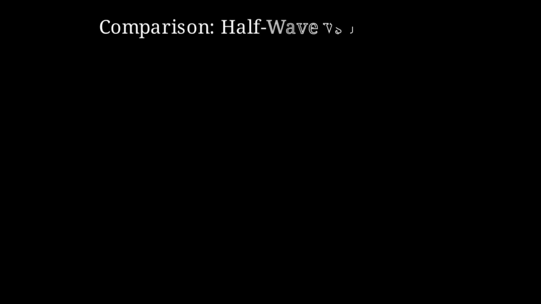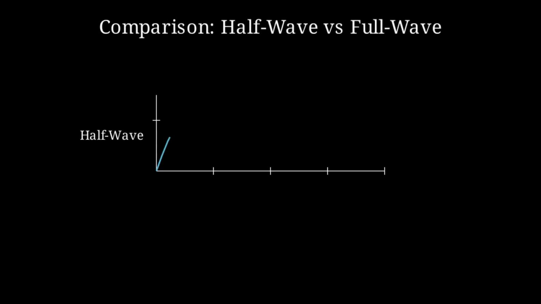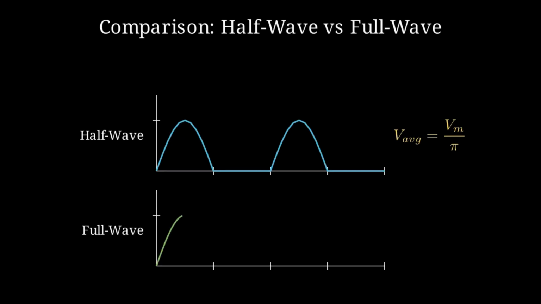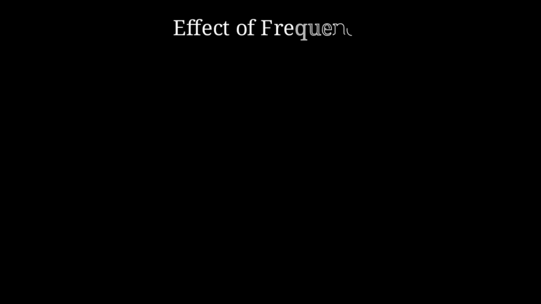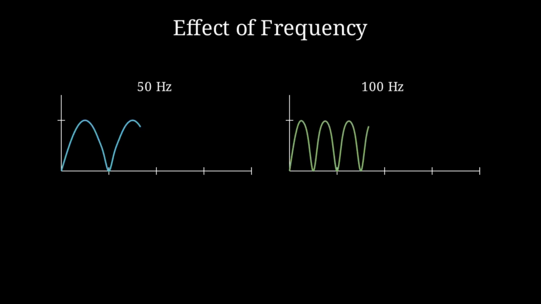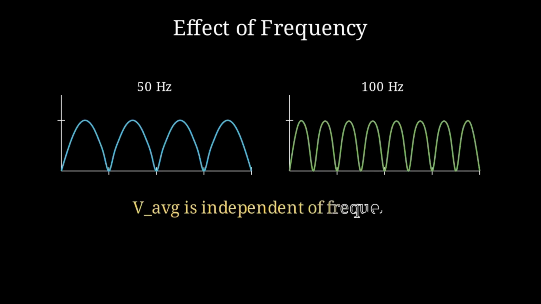It is important to note the difference between rectification types. A half-wave rectifier only uses one half cycle, resulting in an average of Vm over pi. The full-wave rectifier is exactly twice as efficient in terms of average voltage output. Does frequency change the mean value? No. While the pulses occur more often at higher frequencies, the ratio of the area to the base remains the same. The mean value depends only on the peak amplitude of the wave.